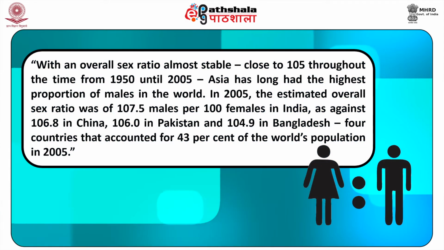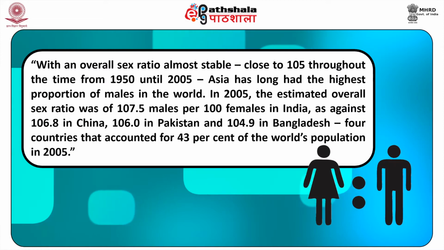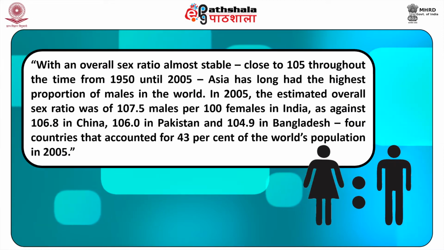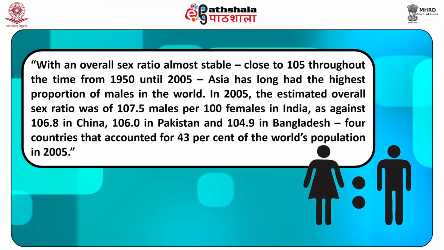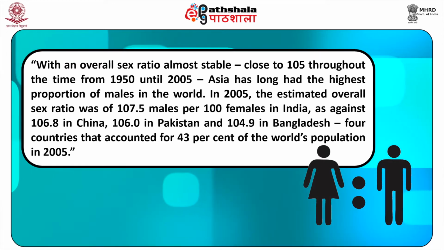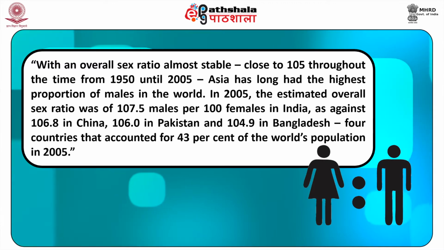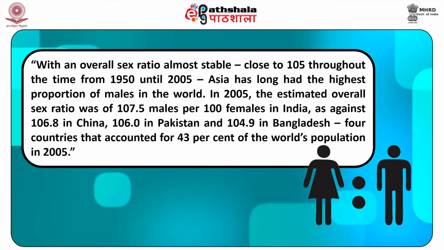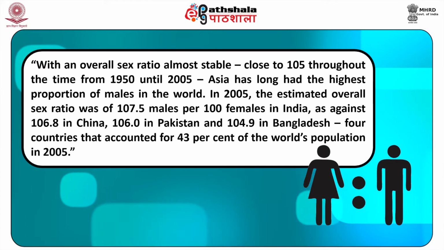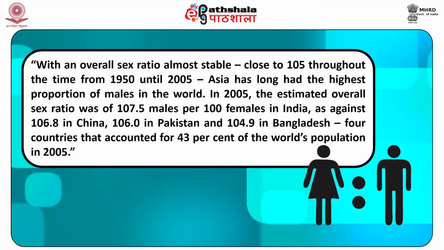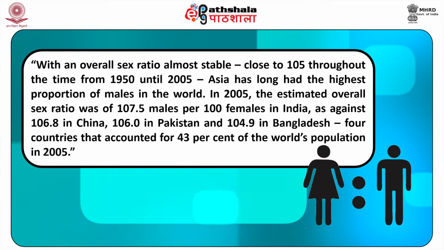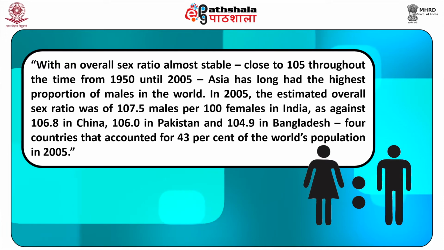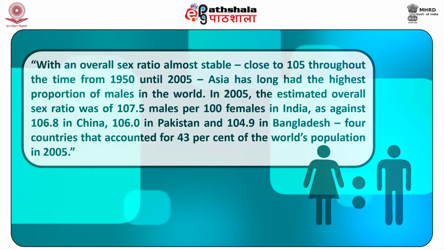With an overall sex ratio almost stable, close to 105 throughout the time from 1950 till 2005, Asia has long had the highest proportion of males in the world. In 2005, the estimated overall sex ratio was 107.5 males per 100 females in India, as against 106.8 in China, 106.0 in Pakistan, and 104.9 in Bangladesh, four countries that accounted for 43% of the world's population in 2005.